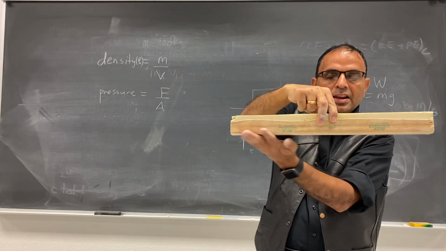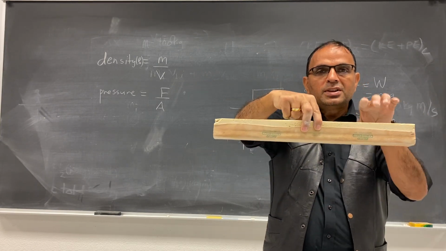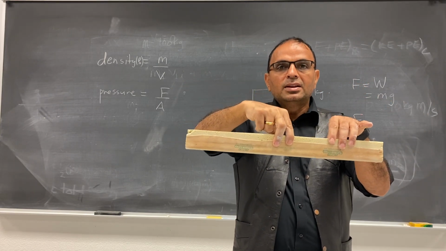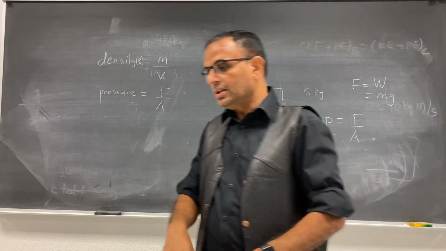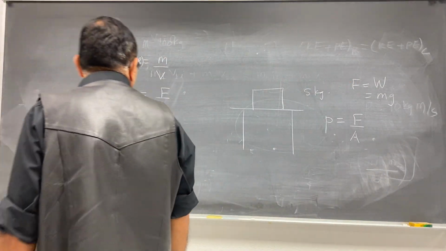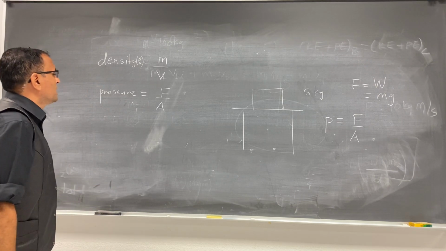So this area, and you need the weight of this object. Weight is mass times gravity. Then you can calculate the pressure. Okay, so please note this. Okay, so you need to know the pressure.